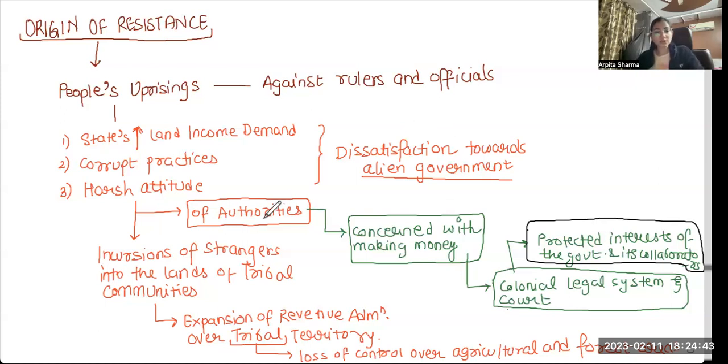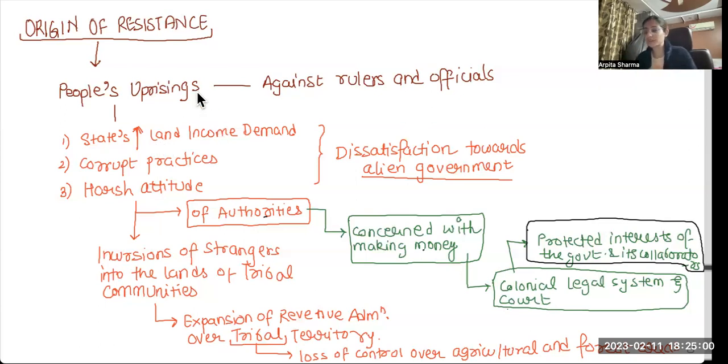So the authorities were concerned with making money. And even the legal system protected the interest of the British government and its collaborators. That is also the reason of the origin of these uprisings or this resistance. Yahan tak point sabko clear hai?